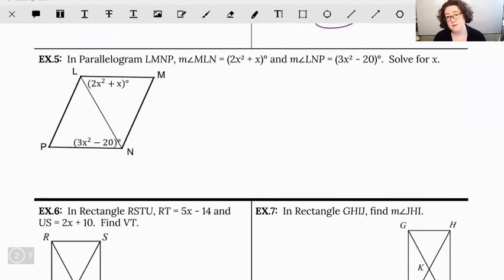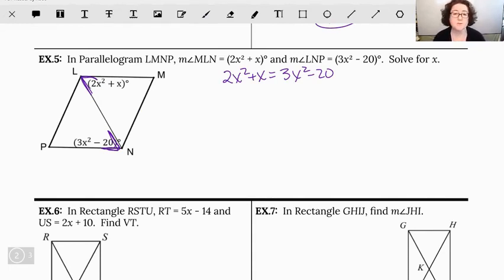So these 2 angles, what spots are they in? They're both inside our parallel lines, but one's on the top, one's on the bottom. So they are actually alternate interior angles, which means in this parallelogram, those angles have to be congruent. So let's go ahead and set our expressions equal. So we have 2x squared plus x equals 3x squared minus 20. Now, this looks a lot like one of those practice problems we did at the end of factoring. We are going to have to solve by factoring on this problem.